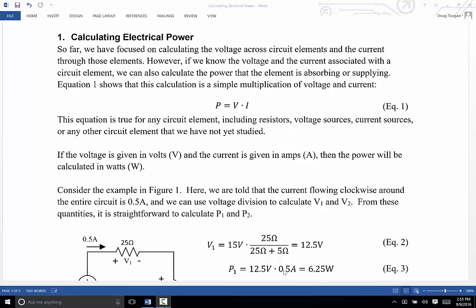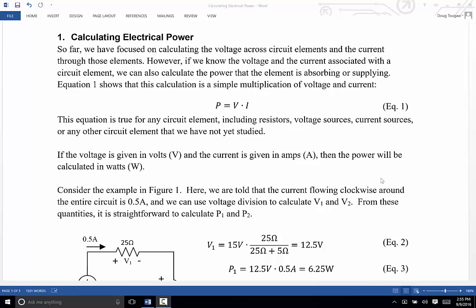So far this semester, we've spent a lot of time calculating currents and voltages. We understand the physical significance of current and of voltage, but there's one level of physical significance that we haven't seen so far, and that is that we can use those two quantities to calculate the amount of electrical power that a particular element is absorbing or is delivering.